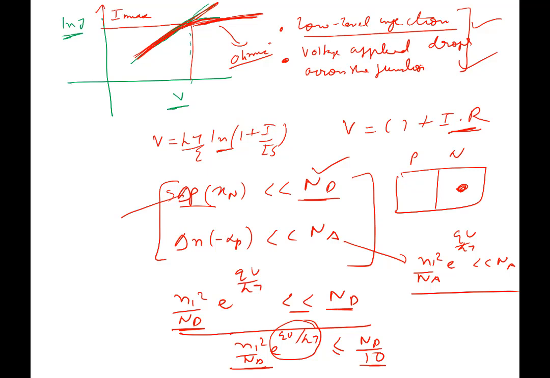So how do you calculate the maximum current? I max will be equal to the area of the junction multiplied by your expression for current. So maximum current would be I equals area into our usual expression: Q Ni square over Nd, dP by Lp, plus Q Ni square over Na, dN over Ln.